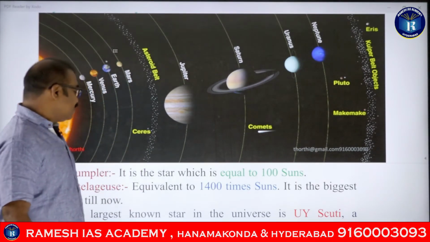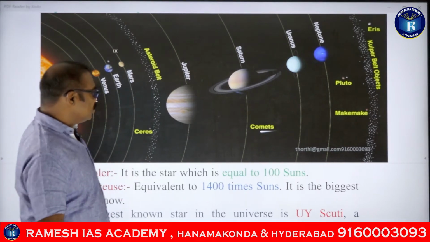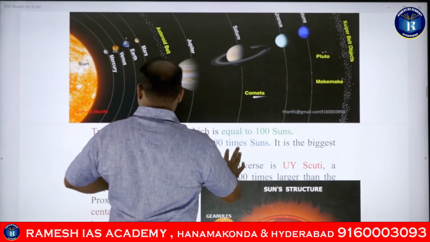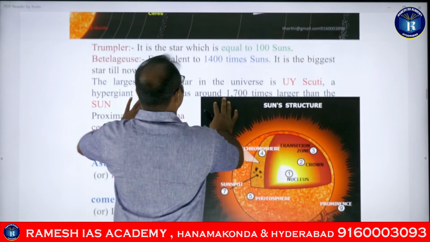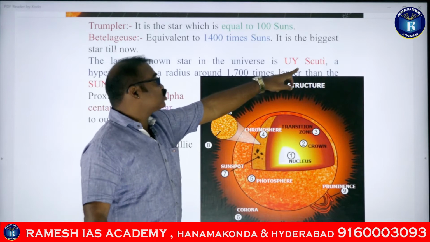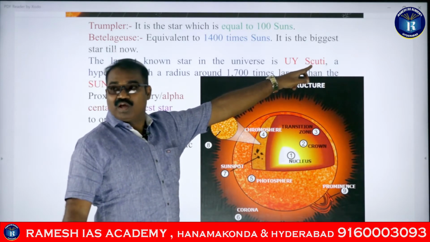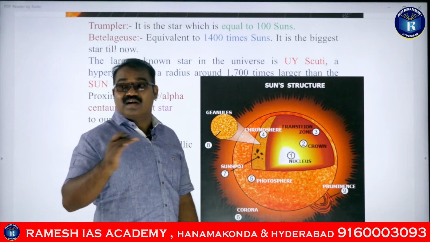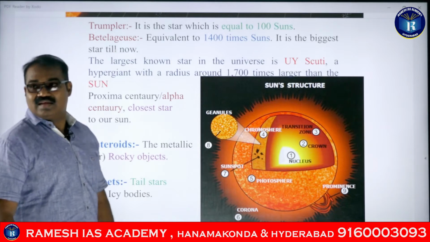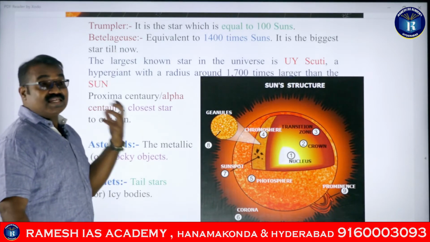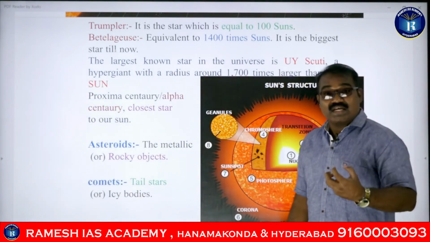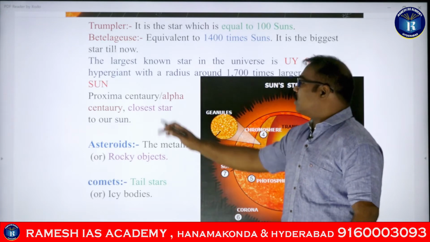Okay, and the largest known star in the universe is YV Scuti. YV Scuti is the largest star discovered so far, guys, and that is 1700 times larger than the sun. And we have discovered one of the stars which is closer to the sun, guys.